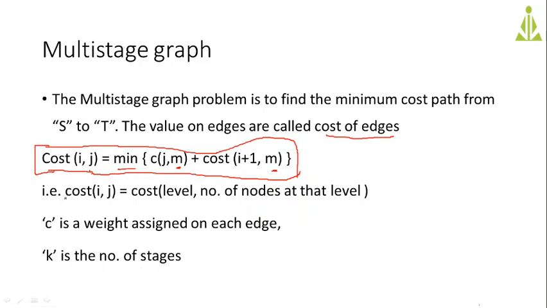So cost(i, j) is the cost at a level and the number of nodes at that level. How many nodes are on that level? C is the weight assigned on each edge. K is the number of stages. How many stages are there? That also we need to see. How many vertices are there? We need to see that, and also which edge weight is best, that is C.